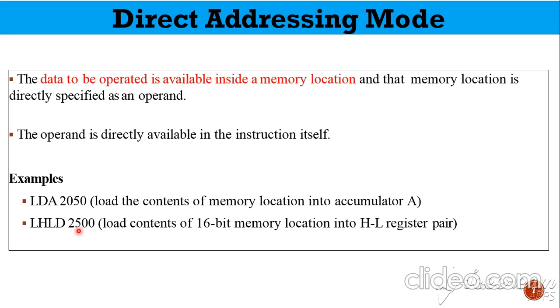Then LHLD 2500 means load the contents of the 16-bit memory location 2500 into the HL pair. So that is direct addressing mode. In direct addressing mode, the instruction specifies the address directly. The source will be specified directly in the instruction itself.